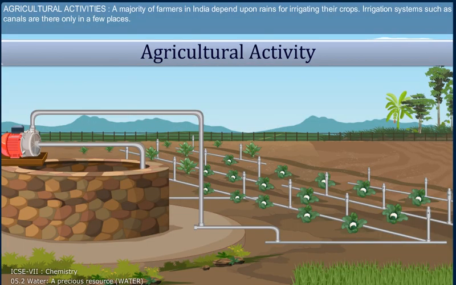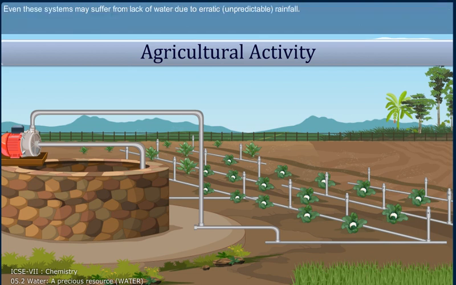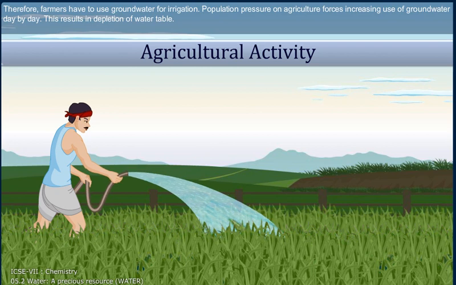Agricultural activities. A majority of farmers in India depend upon rains for irrigating their crops. Irrigation systems such as canals are there only in few places. Even these systems may suffer from lack of water due to erratic, unpredictable rainfall. Therefore, farmers have to use groundwater for irrigation.